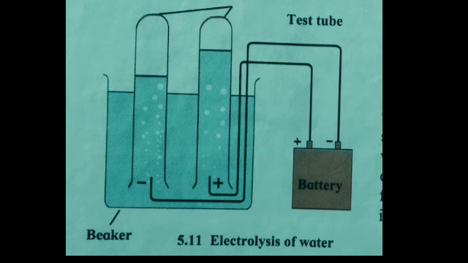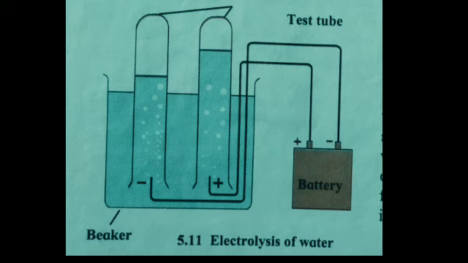Fill two test tubes up to the brim with the prepared dilute salt solution. Invert them on the electrodes without allowing any air to enter. Start the current under 6-volt potential difference from the power supply and observe what happens in the test tubes after some time.